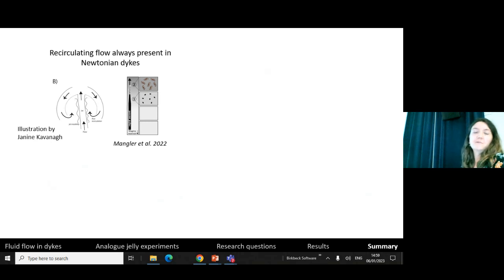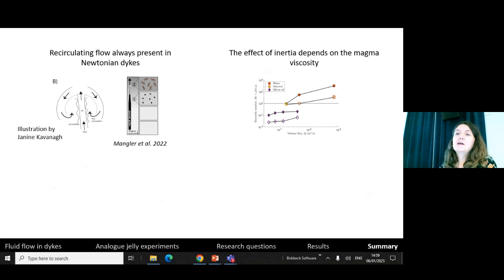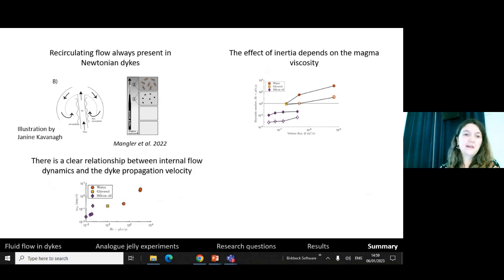Just to summarize, we've shown that recirculating flow is always present in Newtonian dikes, which has very important implications for the nucleation, growth and distribution of crystals, which are very dependent on the pressure distribution, which is affected by the flow. Whether or not inertia is important depends on the viscosity of the magma. There's also a very clear relationship between the flow dynamics and the dike propagation velocity, but it's not a linear relationship, and different flow conditions can result in the same tip velocity.